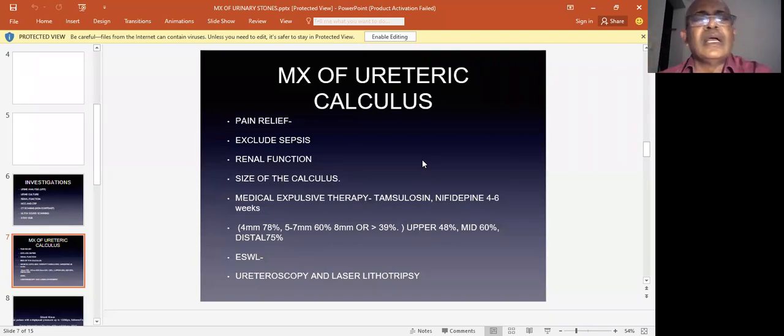Okay. Thank you, sir. So once you've made the diagnosis of a ureteric colic, the most important thing for the patient is the pain. And for the pain, there are only two methodologies. One is a suppository, non-steroidal anti-inflammatory drugs, the NSAID, the commonly used diclofenac sodium.